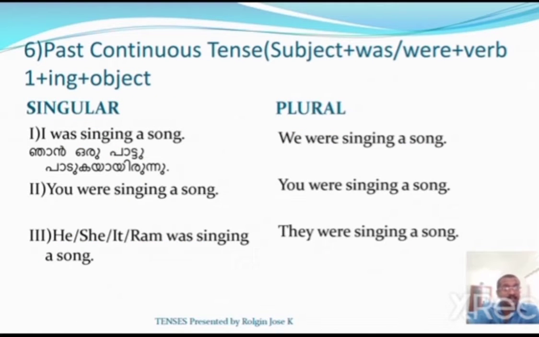Coming to past continuous tense. Look at the sentence structure: subject plus was or were plus verb form 1 plus ing plus object. First person singular: I was singing a song, not I were singing a song. Coming to plural: we were singing a song. Second person singular is you were singing a song, and plural is you were singing a song. Third person singular: he, she, it, Ram was singing a song. And finally, the plural form is they were singing a song.